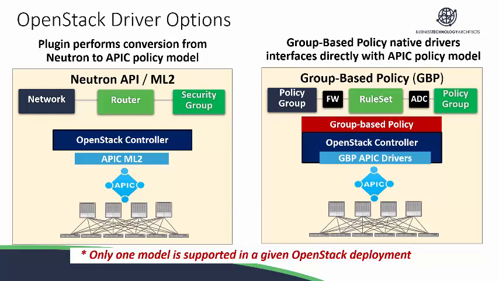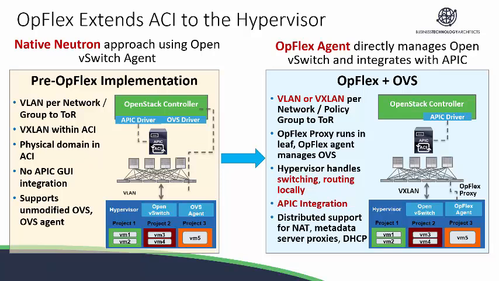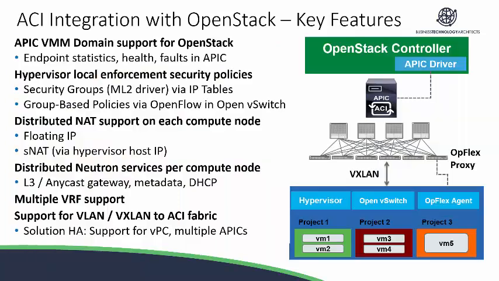Here's your OpenStack driver options. You can get the plugin from Neutron to the APIC policy model, or you can do group-based policy native drivers with interfaces directly with the APIC policy model. OpFlex extends ACI to the hypervisor. So the native Neutron agent is using the Open vSwitch agent. So before OpFlex implementation, this is how it will work. But the OpFlex agent directly manages Open vSwitch and integrates with the APIC.